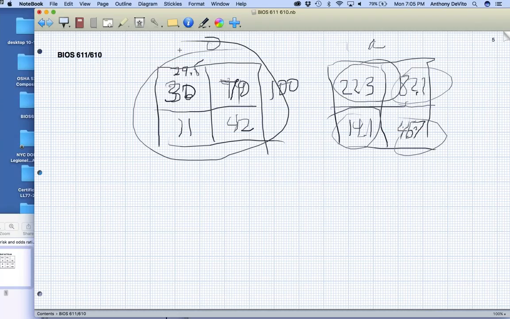So one of the things that we can do when we have a 2 by 2 table is that we can do something that kind of makes up for that extra level of uncertainty by making it a more conservative test.